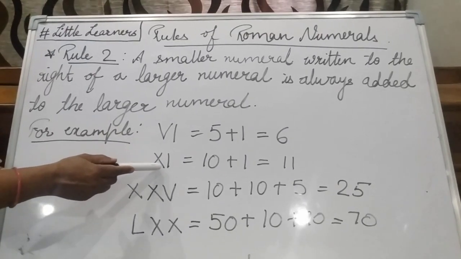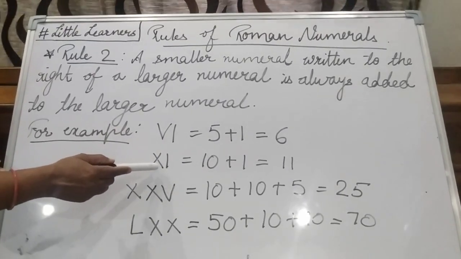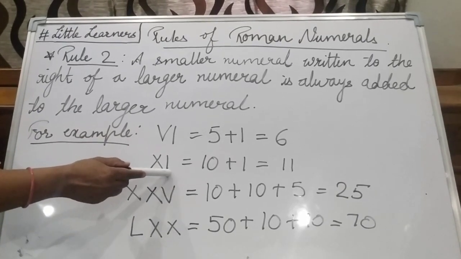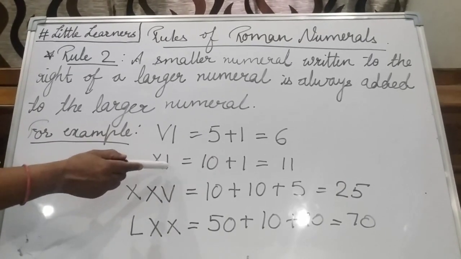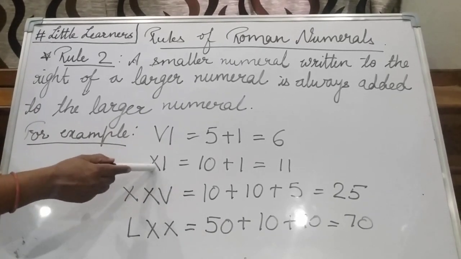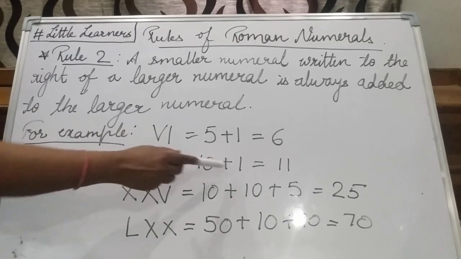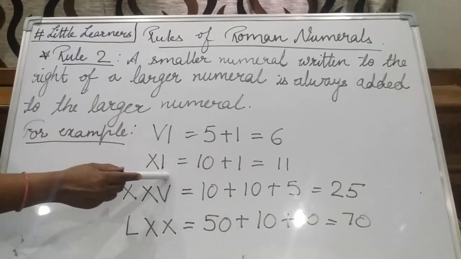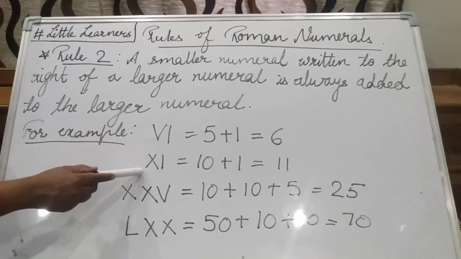See the next example. I have written XI. Here X is greater than I, and I is written on the right side of X. That means here also we have to add. So X is 10 and I is 1, and 10 plus 1 is 11. That means 11 we will write in Roman numerals as XI.